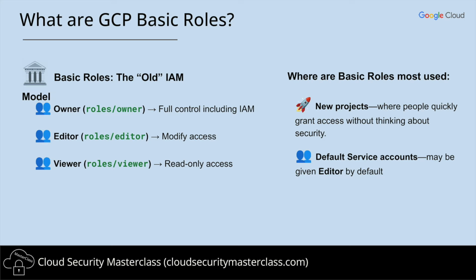Basic roles were the original IAM roles when GCP was first introduced, so think of it as the old IAM model. They include the owner role, which controls almost everything in a particular GCP project, the editor role, which can modify almost all resources, and the viewer role, which has read-only access to resources.